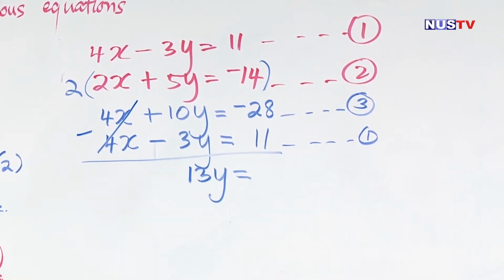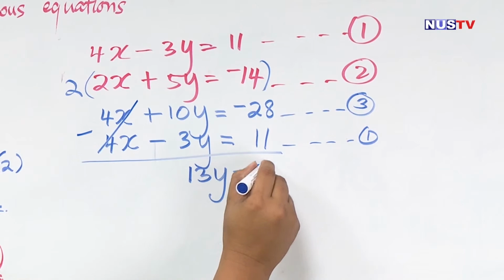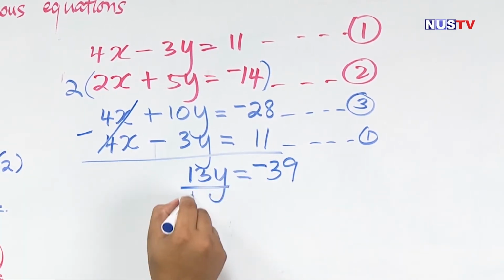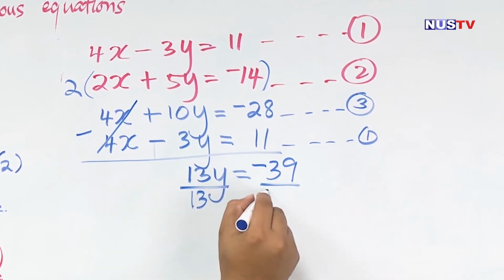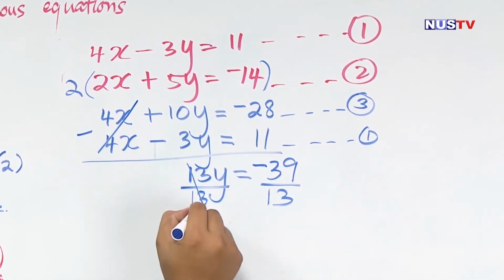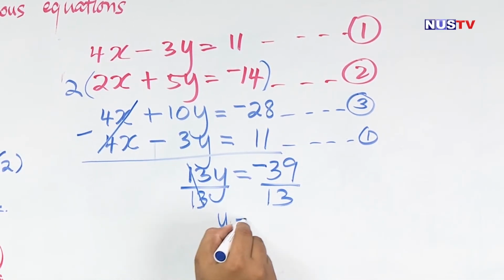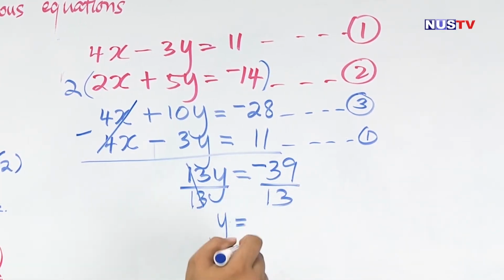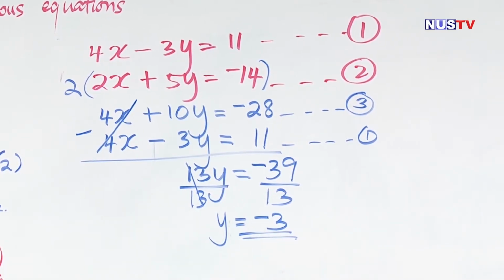And that is equal to negative 28 minus 11, the answer will be negative 39. So dividing both sides by 13, gives us the value of y will be equal to negative 39 divided by 13, the answer will be negative 3. And that is our value of y.